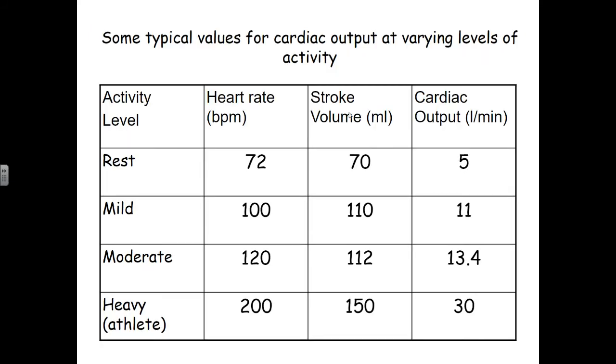Okay, so these are the answers. 7 sevens are 49, 7 twos are 14, which gives you roughly 5. 100 sevens are 700, and then the extra 10 is going to give you 11. 12 hundreds, 12 twelves gives you 13.4. 200 by 150 gives you 30 litres. That's quite a lot.